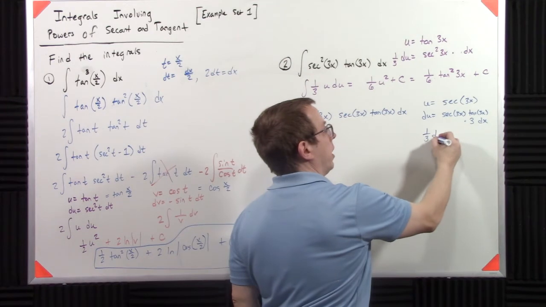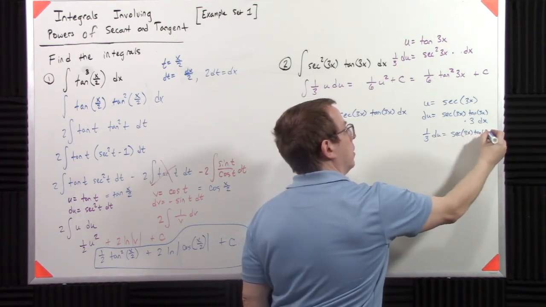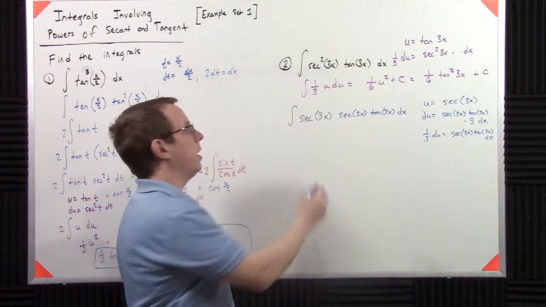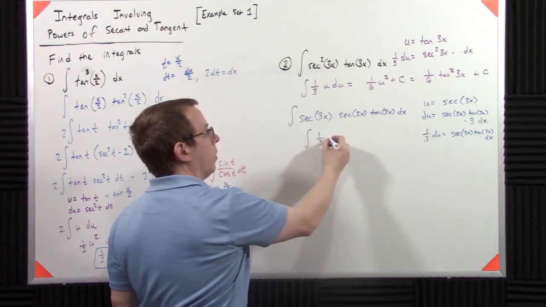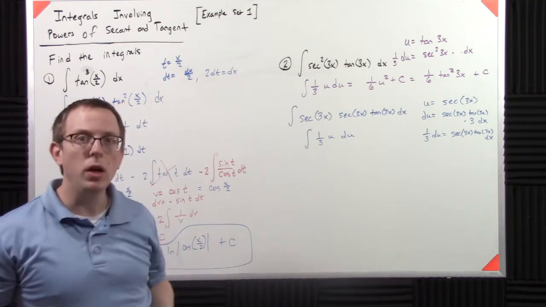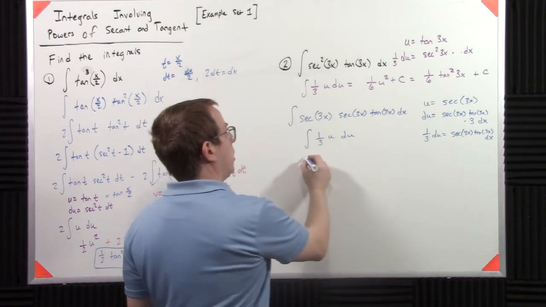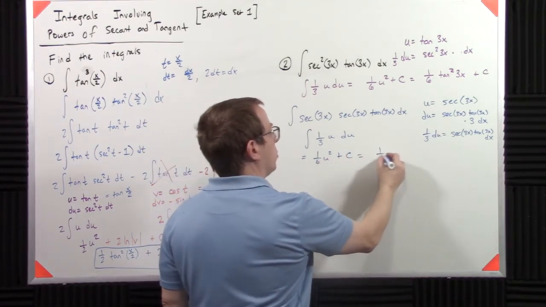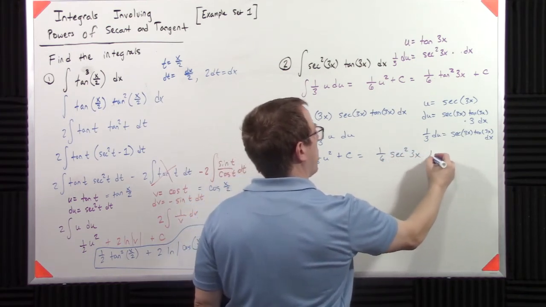Or I can rewrite that like that. So then when I pull that in, I now have 1/3 u du, which again gets me 1/6 u squared plus c, which is 1/6 secant squared 3x plus c.